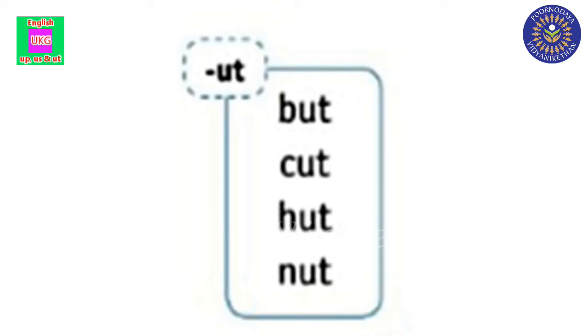N U T. Nut. Repeat it, children. N U T. Nut. Repeat it once more. N U T. Nut. What is the sound here? Ut sound. Did you understand, children? So children, we learned UP, US and UT words. Now we are going to do an activity.